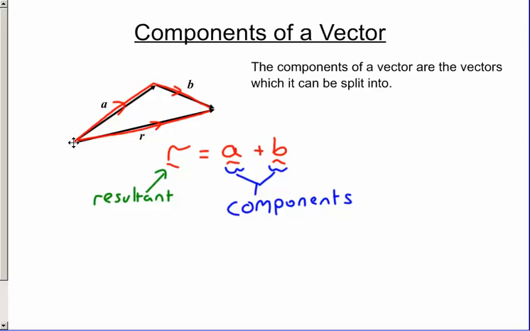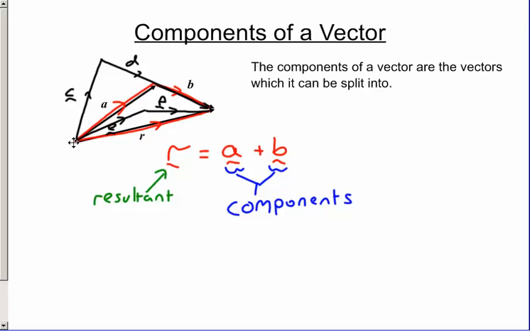But a and b are not the only components that make up r. We could have other vectors. Maybe we have a vector c and a vector d, like that. c and d would also be components of r. Maybe we have another pair that comes here and here, vectors e and f. They are also components of r.